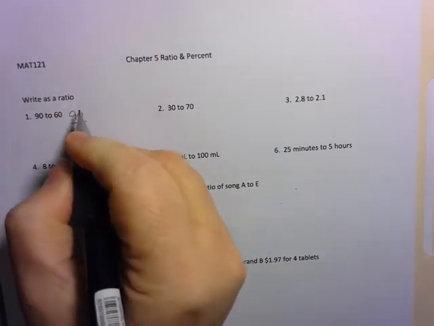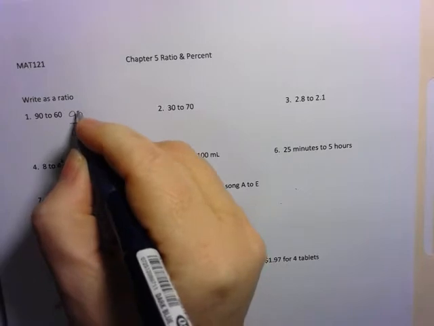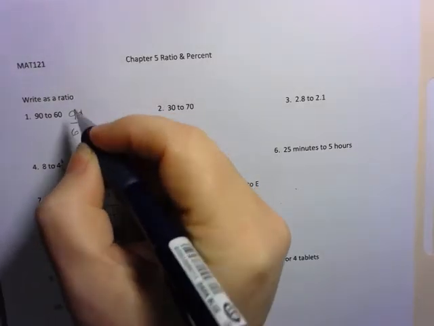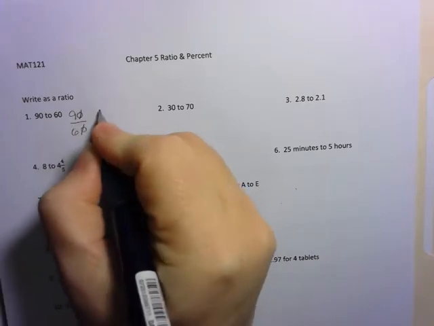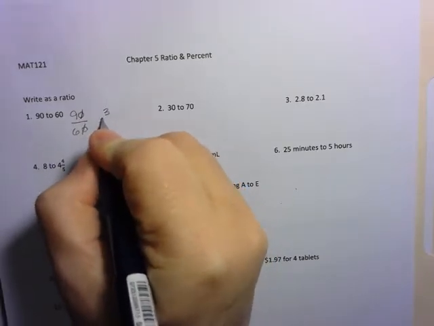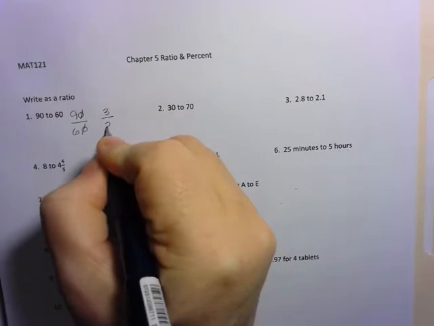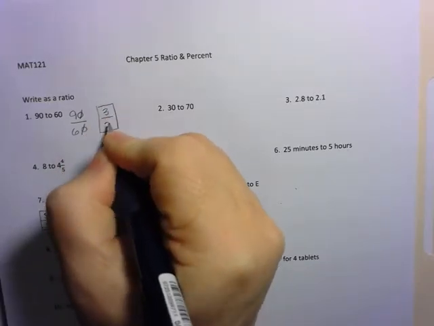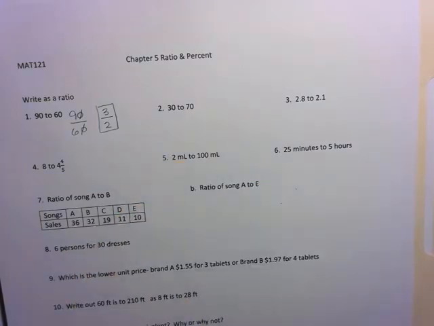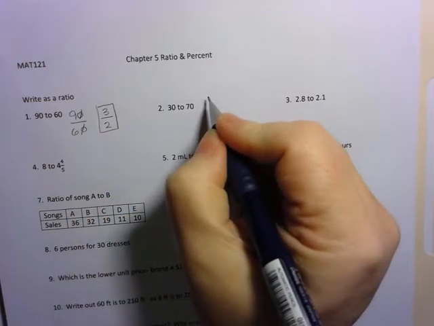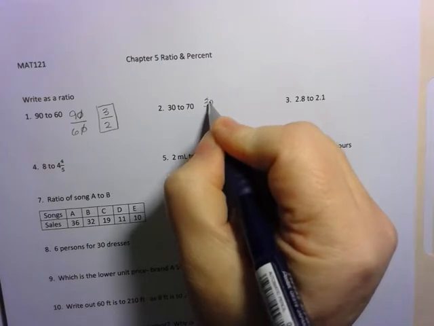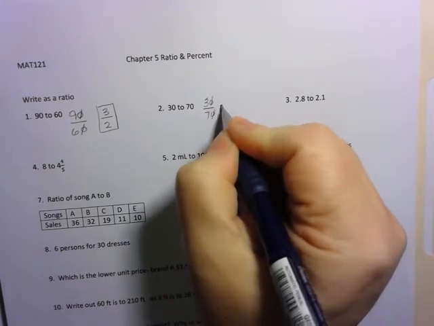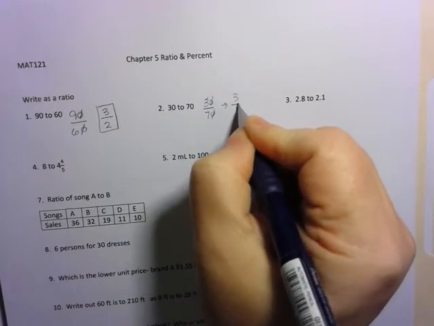And now we reduce, and then 3 goes into 9 3 times, and 3 goes into 6 twice. When we're writing it as a ratio, we leave it as an improper fraction. So here we'd write 30 over 70, and then we'd reduce our zeros, and our answer would be 3 over 7.